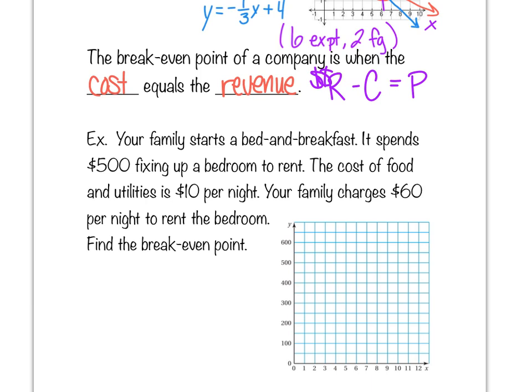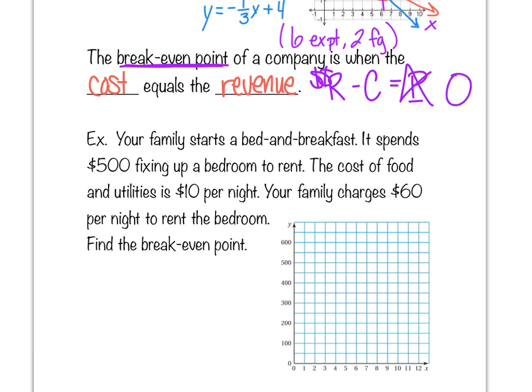Even if you're doing a car wash, you had to buy soap, you had to buy sponges, you have to maybe pay people to come. Even if it's a fundraiser, you're going to probably have to buy those products. Everything left over is called the profit. So the break-even point is when our profit is 0.